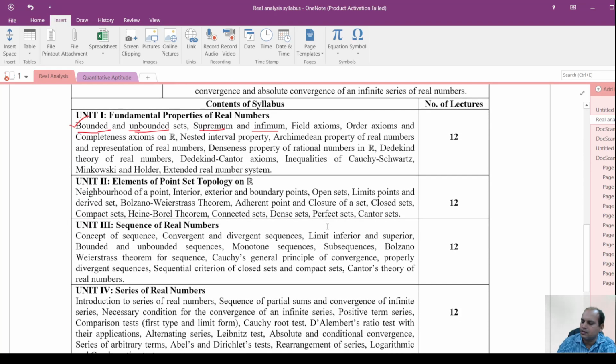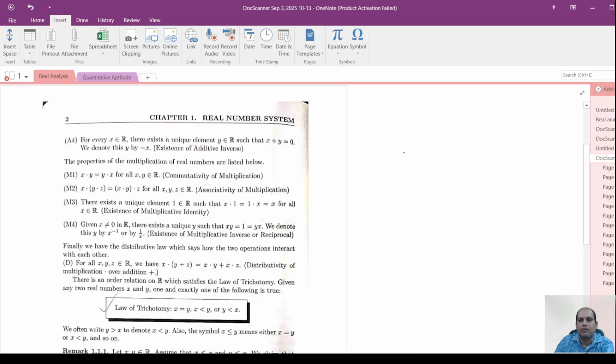So next topic is we need to cover the definition of bounded and unbounded set using the quantifiers, and then supremum, infimum, and then completeness axiom on R, and some problems and questions we will discuss based on these definitions. So before starting, let us recall some properties of real numbers.